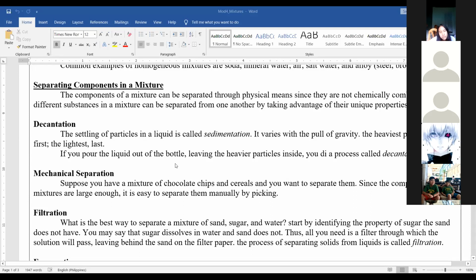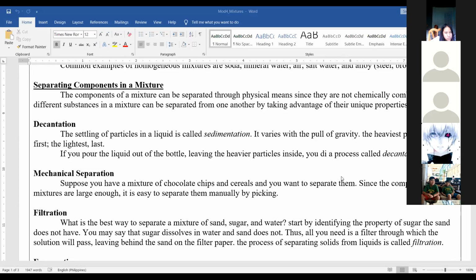Decantation is something that you need to do with the liquid. If you pour the liquid out of the bottle, leaving the heavier particles inside, that is known as decantation. But first, you need to have the particles settle down at the bottom.